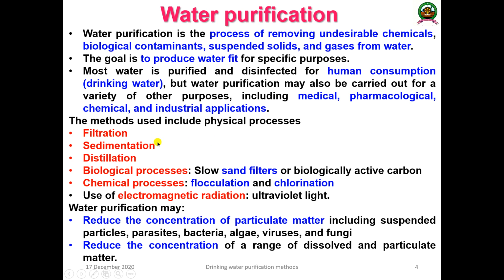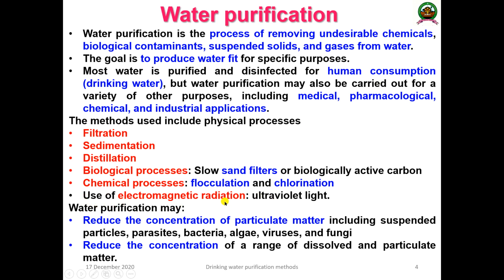There are many methods that can be used to purify water, such as filtration, sedimentation, distillation, and biological processes such as slow sand filters or biologically active carbon filters. Chemical processes such as flocculation and chlorination can also be used. And the use of electromagnetic radiation such as ultraviolet rays can also be used for purification.